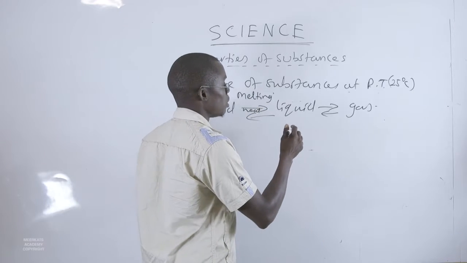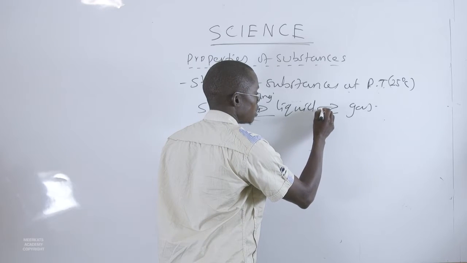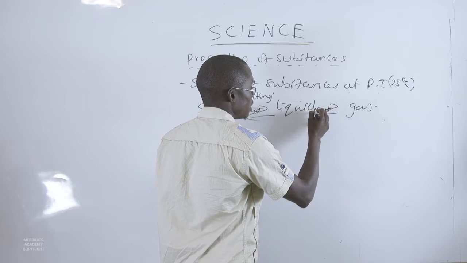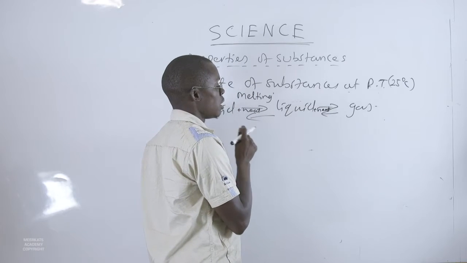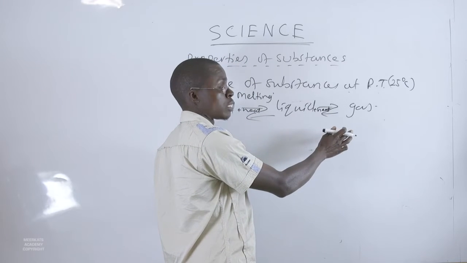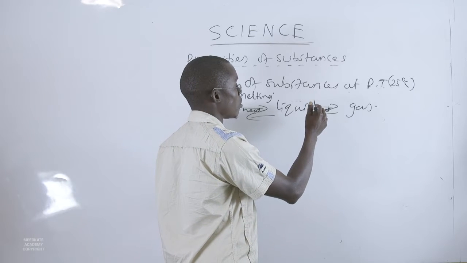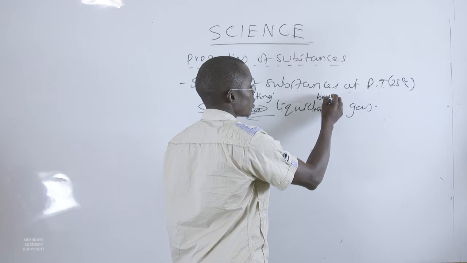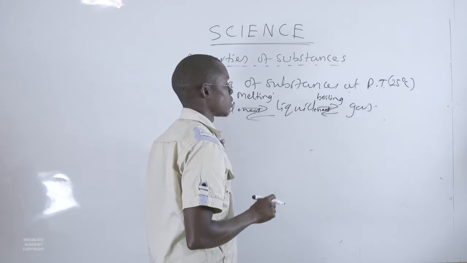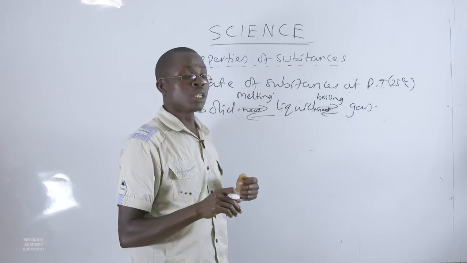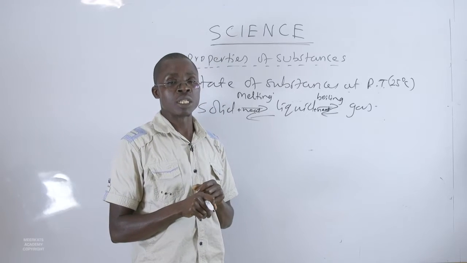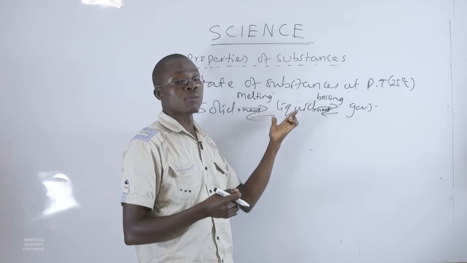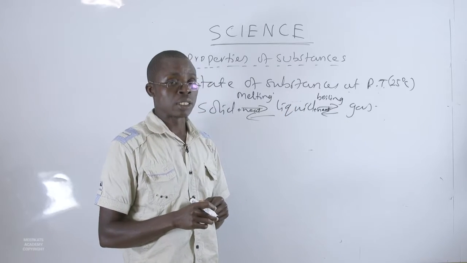The same happens to liquid to gas. You have to add in heat energy. And when you add in heat energy, the liquid will change to gas in a process we call boiling. And in the boiling, you cause what you call evaporation. And in evaporation, you'll have turned a liquid, for example, water, into a gas.